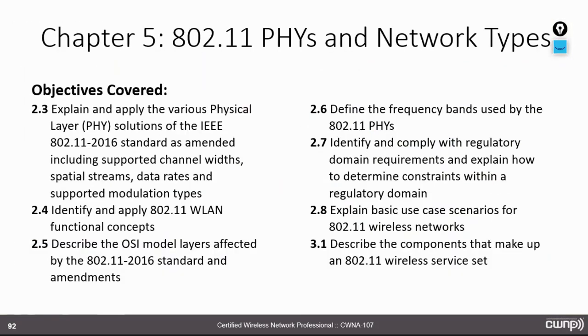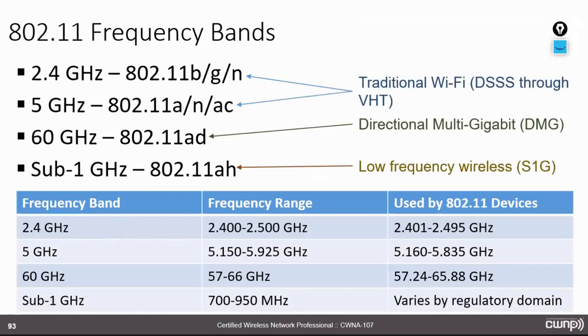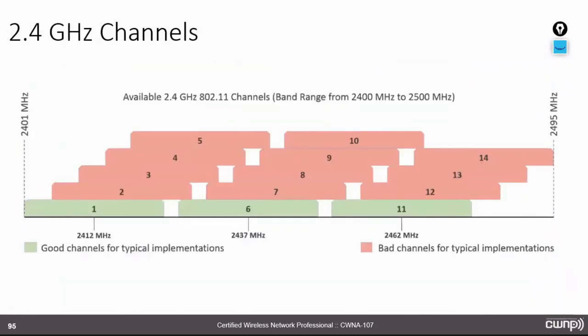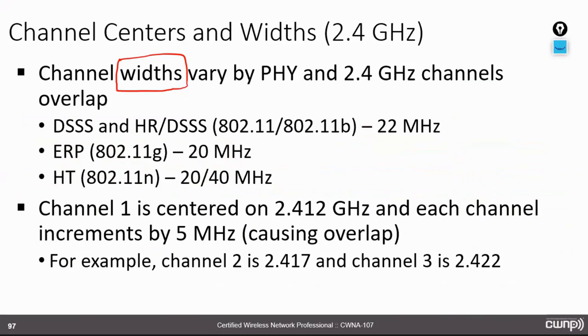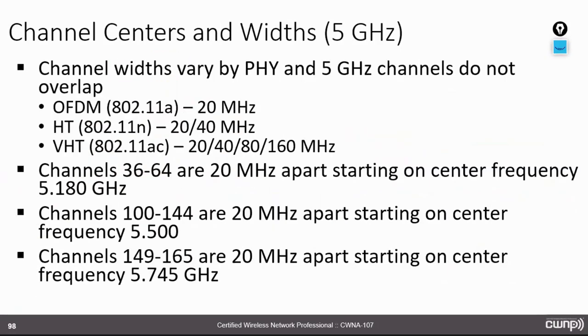Physical and network types, which is 802.11 frequencies. How many frequencies do we have? What is the meaning of high throughput? He's talking about the 802.11n standard. If you're talking about HT, you're talking about the 802.11n standard. If you're talking about VHT, you're talking about very high throughput, or 802.11ac. This is a 2.4 gigahertz channel, a 5 gigahertz channel. I will show you, this is so good information.